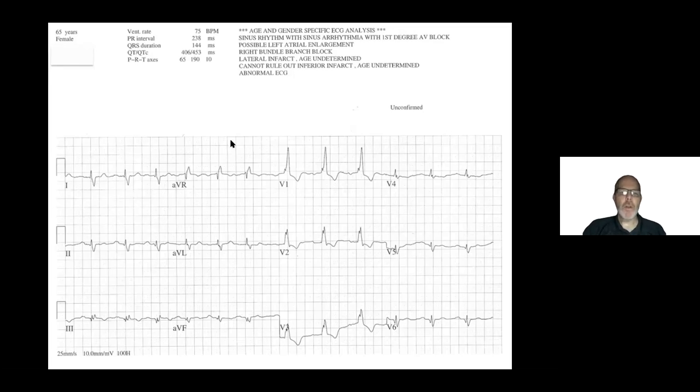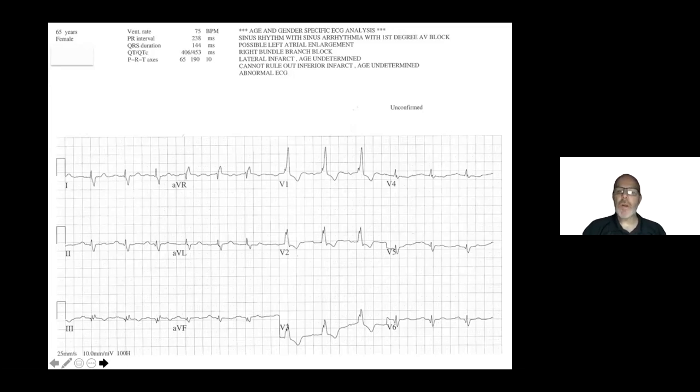So if I look out here in lead two, I see P waves, and those P waves all look the same and the PR intervals are all the same. So the underlying rhythm is a sinus rhythm, it's supraventricular, but my QRS duration is 144 milliseconds. So I'm thinking, okay, I think I'm looking at a bundle branch block.